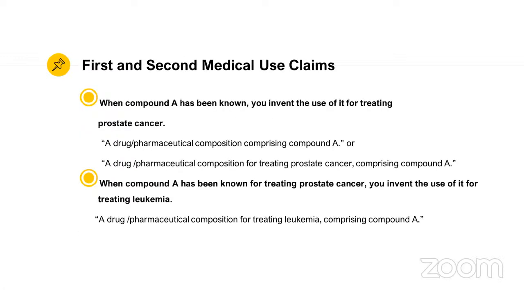Second is the first and second medical use. First and second medical use is also not granted in India. This is granted by the USPTO. When compound A is known and you invented the use for treating prostate cancer, a drug or a pharmaceutical composition comprising compound A for treating prostate cancer. When compound A has already been known for treating prostate cancer, and you invent the use of it for treating leukemia, this is the first and second medical use claim. So a drug or a pharmaceutical composition for treating leukemia comprising compound A. Such a type of claim is granted in the US.